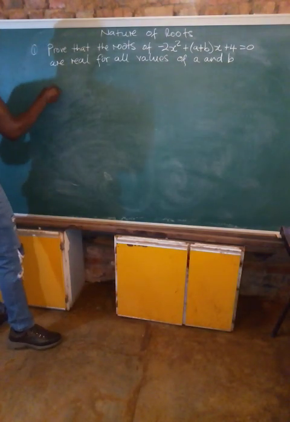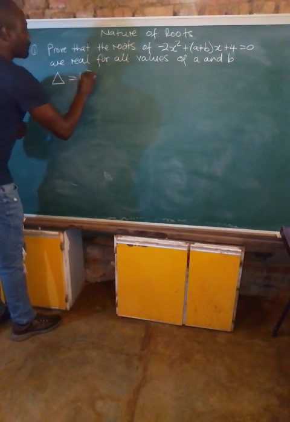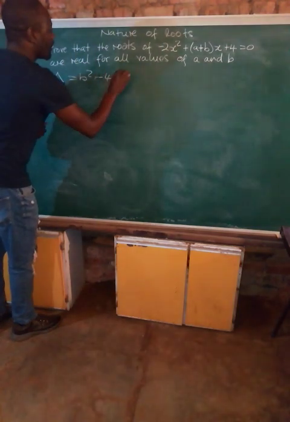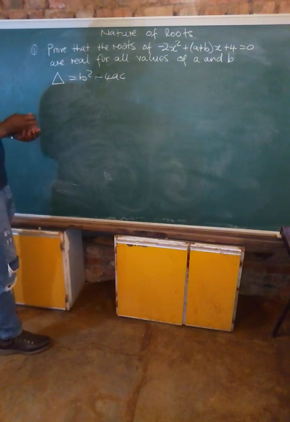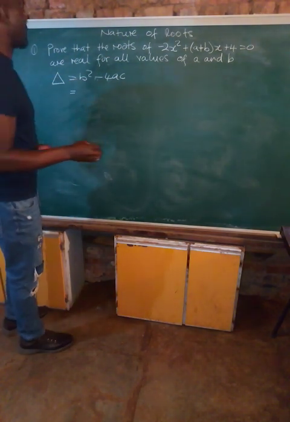We want to find our delta. Delta is equal to b² - 4ac. So this is our delta. So what is the value of our delta?